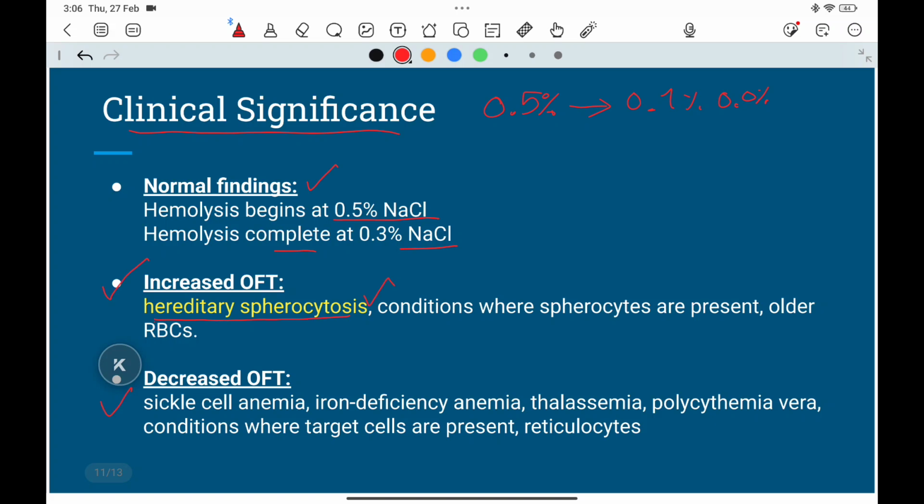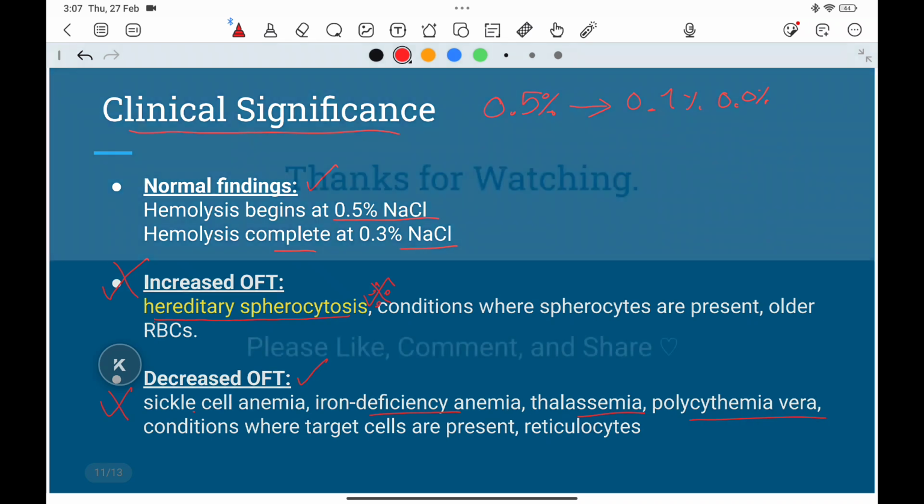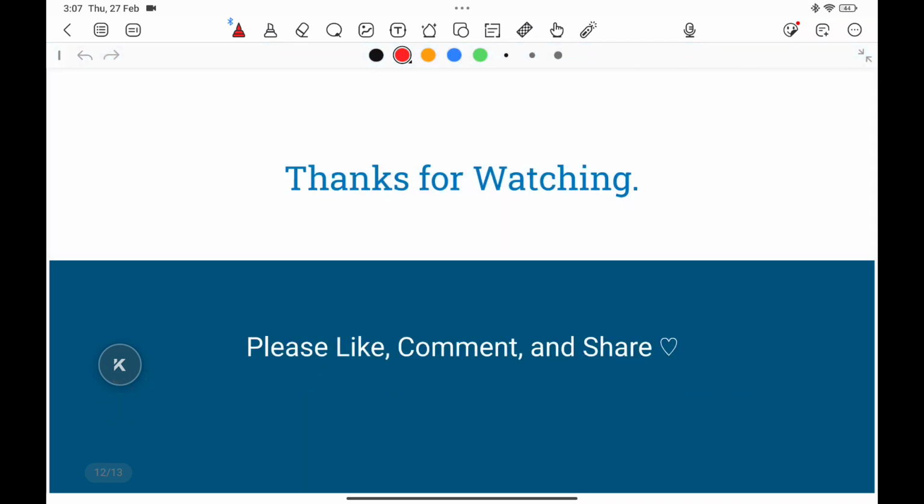So now I am going to talk about the clinical significance of this OFT. The normal values of OFT start from 0.5% sodium chloride and are completed at 0.3% sodium chloride. So for my test, I can say this RBC osmotic fragility test is normal. So what are the abnormal tests? There can be increased osmotic fragility and decreased osmotic fragility. In increased osmotic fragility, what are the causes? Hereditary spherocytosis. This is the common cause of increased osmotic fragility. For decreased osmotic fragility, these are the causes: sickle cell anemia, iron deficiency anemia, thalassemia, and polycythemia.